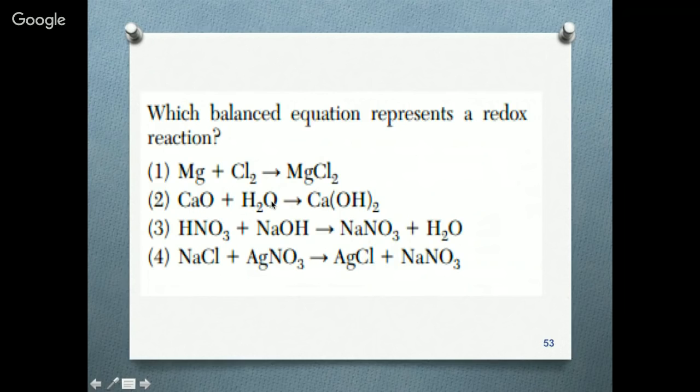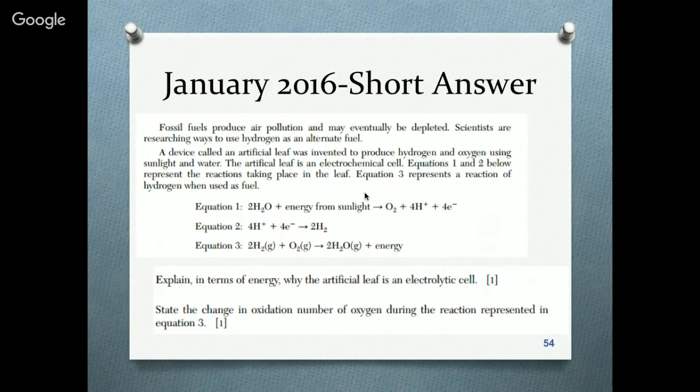In all the other reactions, you're not going to see a change in oxidation number. So for example, in choice 2, calcium is +2 on the left, +2 on the right. H is +1, +1. O is -2, -2. It doesn't change. Redox means the oxidation numbers must change. Something has to be oxidized and something has to be reduced. Alrighty.